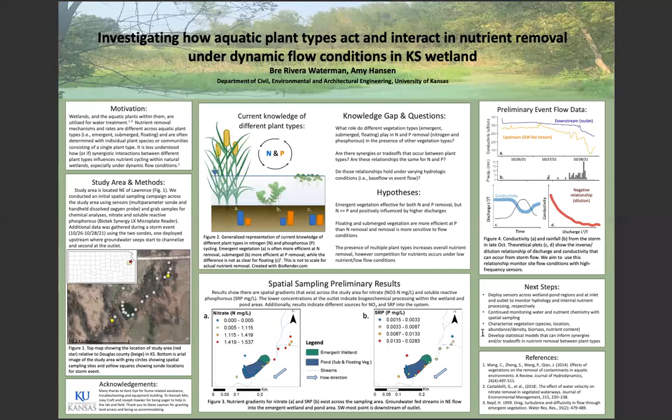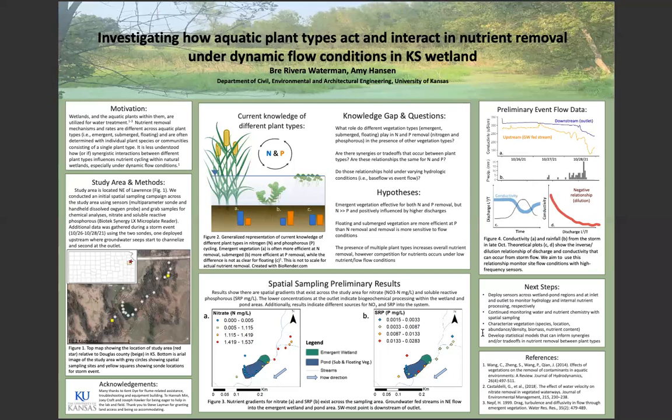varying hydrology. Based on current literature and approaches, some relationships have been identified for the different plant types in nitrogen and phosphorus cycling specifically. Generally, emergent vegetation is more efficient at nitrogen removal, while submerged vegetation is more efficient at phosphorus removal, with the difference not as clear for floating vegetation.